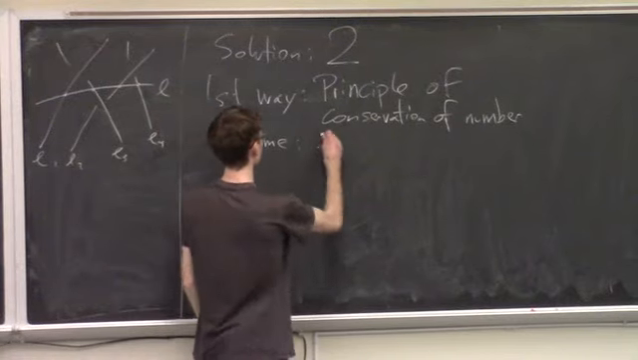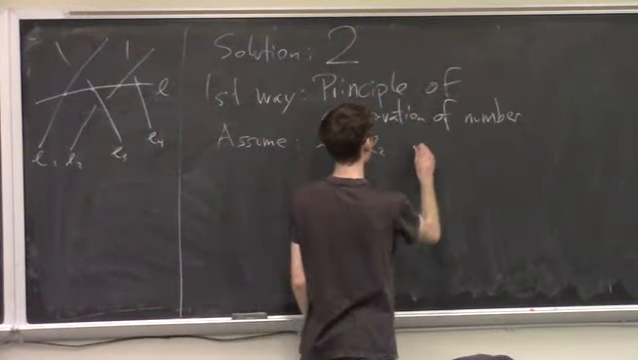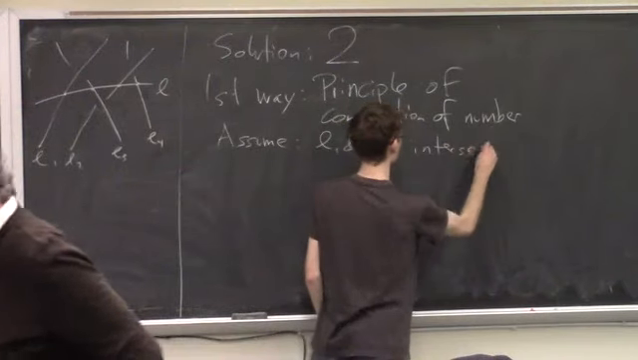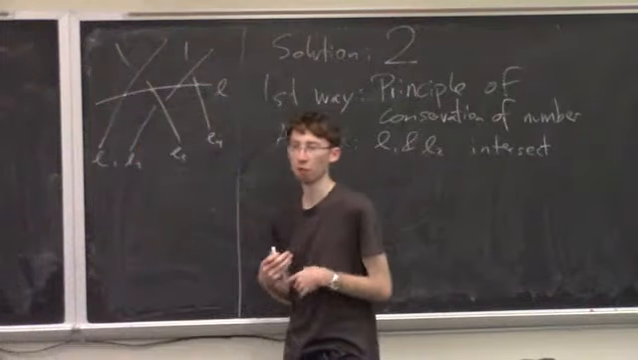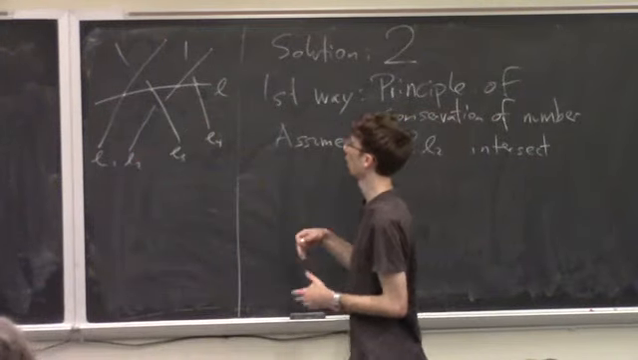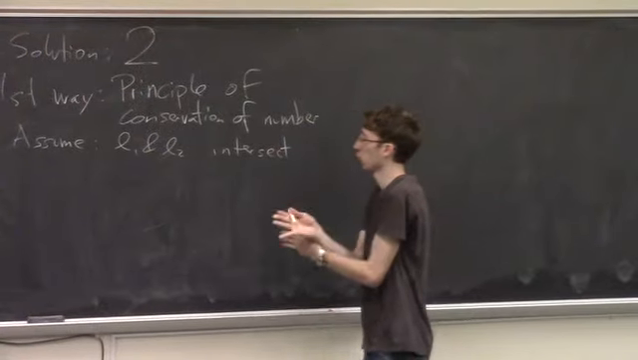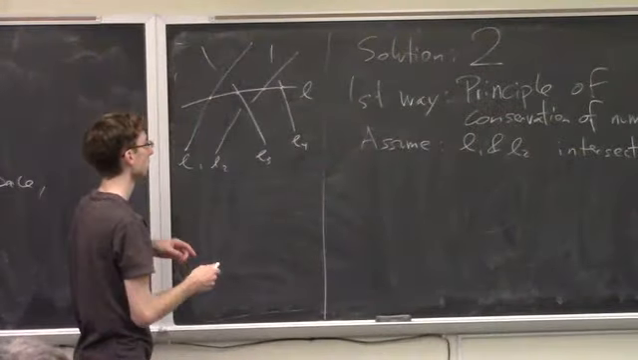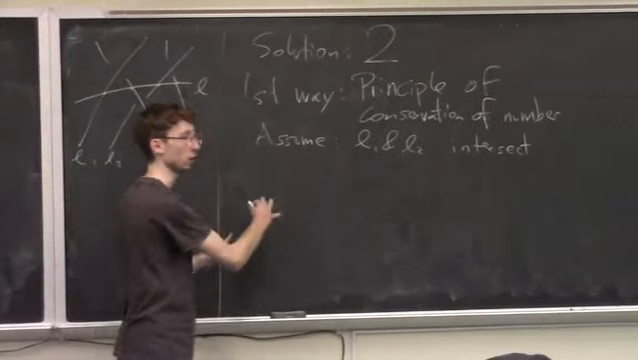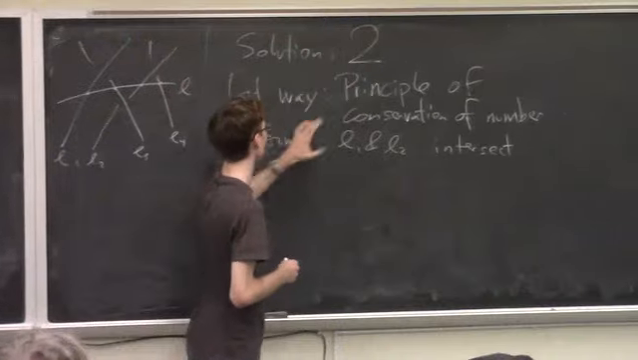Let's assume L1 and L2 intersect. Oh, sorry. If you have 4 random lines, they won't intersect. But let's make the assumption, let's move them such that L1 and L2 intersect. And then I can actually draw for you where the 2 lines passing through them are.